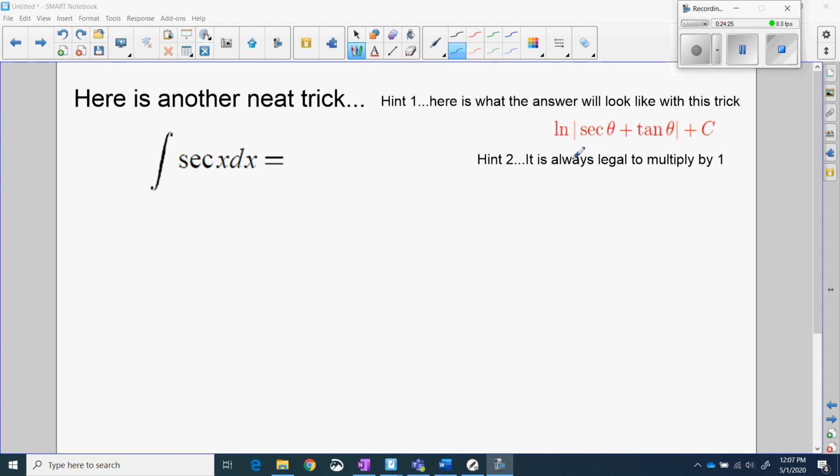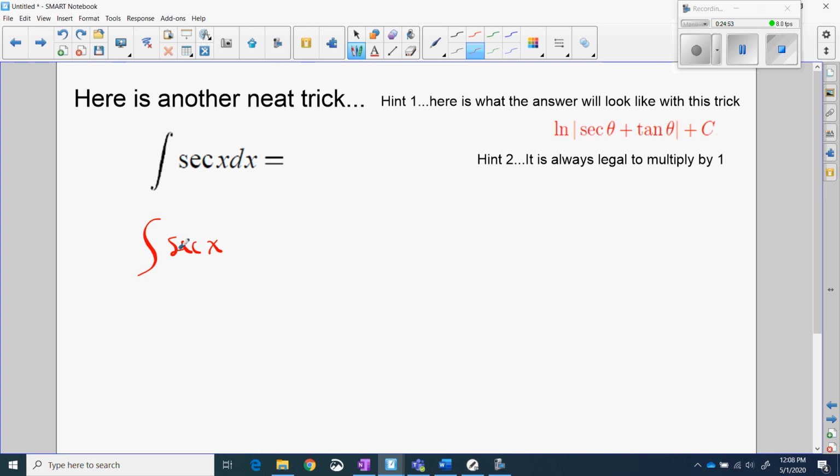And then my hint number 2 is I would tell students it is always legal to multiply by 1. Of course, oh yeah, sure it is. Well, here's the trick to this one. The integral of secant x is found by multiplying by something that's equal to 1 that generates this as its answer. To get ln of something, you must have ended up with du over u.